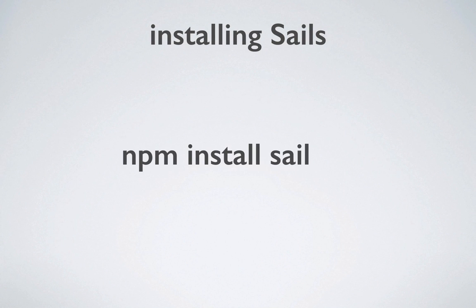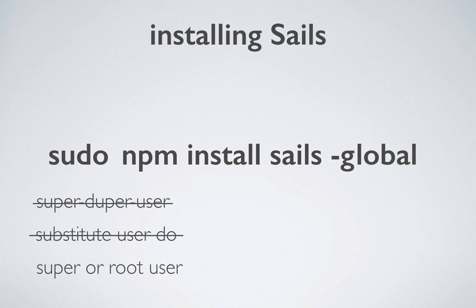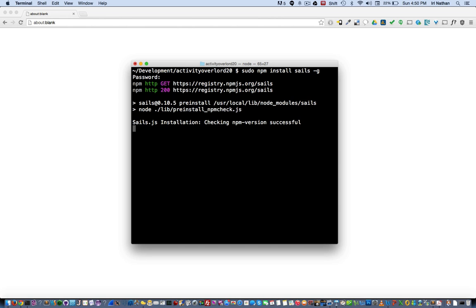To install Sails, you simply type sudo npm install sails -g, where the -g stands for global. Note that because of the way ownership rights are set up on my machine, I have to use sudo, or superduper user. Actually, according to Wikipedia, it means substitute user do, something like that. Regardless, it allows you to temporarily issue a command as a super or root user. After pressing enter, Sails will start installing. So, see you in a second.